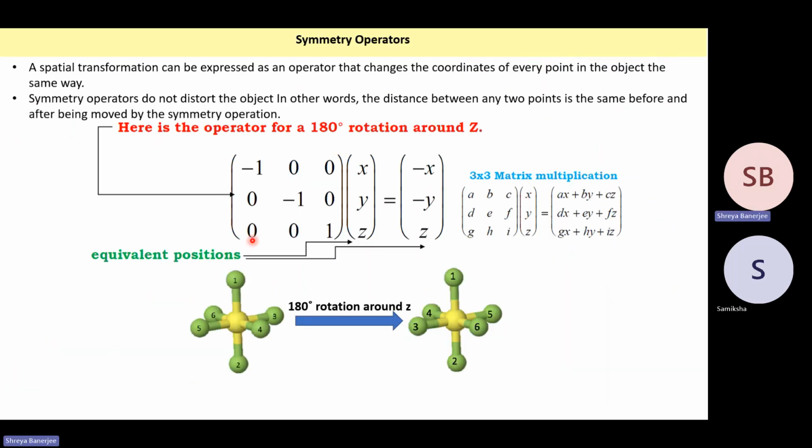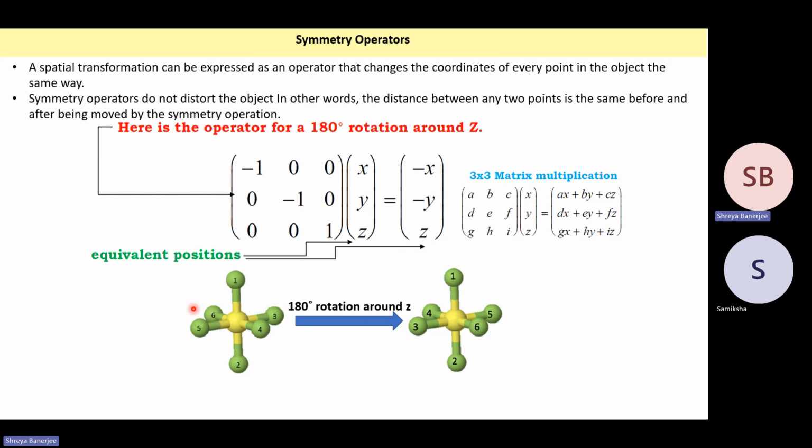Now, often this symmetry operator can be represented by a matrix. Matrix multiplication, I won't go into that. You must have read that in mathematics. Now imagine you have this matrix and you are multiplying it with this matrix X, Y, Z. This matrix multiplication will give you the result matrix. X will become minus X, Y will become minus Y, and Z will remain as Z. This is equivalent to rotation along Z axis.